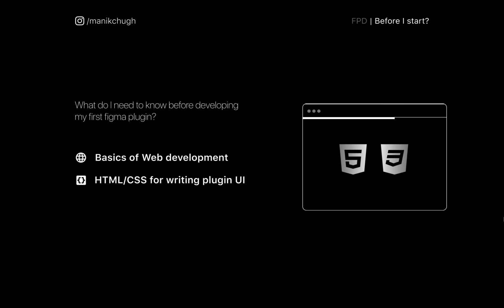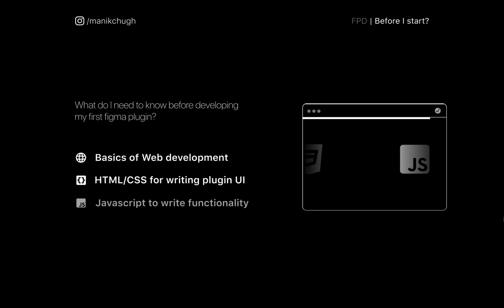The next item here is HTML and CSS for writing plugin UI. Yes, you also need a good understanding of HTML and CSS to write the front end of your Figma plugin. And the last item here is JavaScript for functionality. Yes, every plugin comes with a backend or logic or algorithms, and this logic is again defined by JavaScript, as you would have already seen in the previous video.